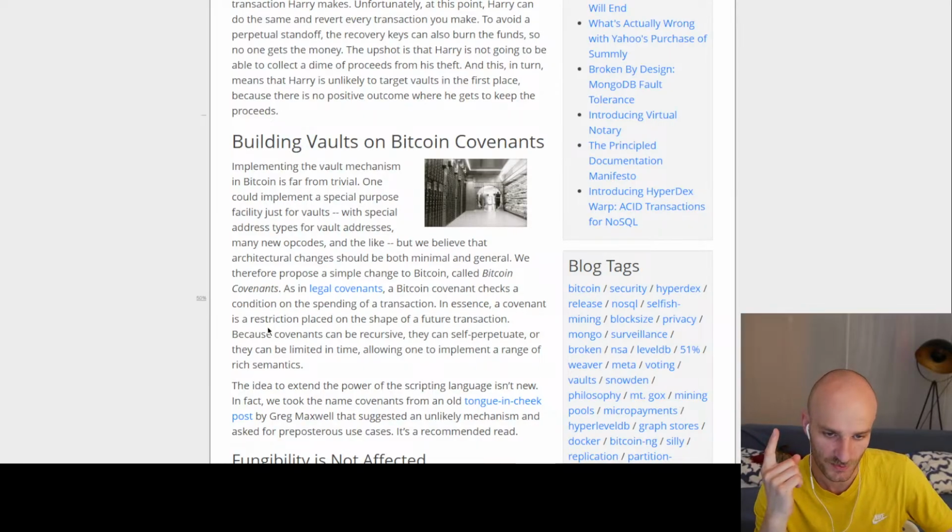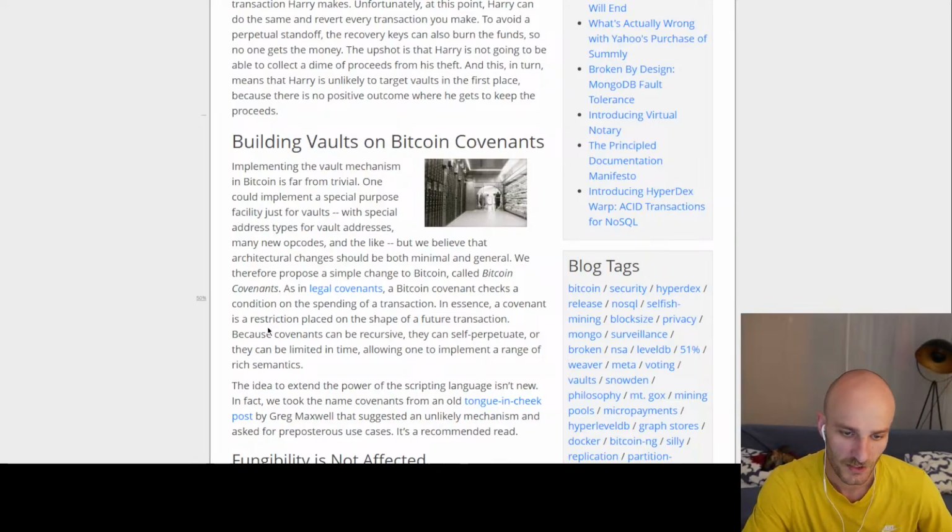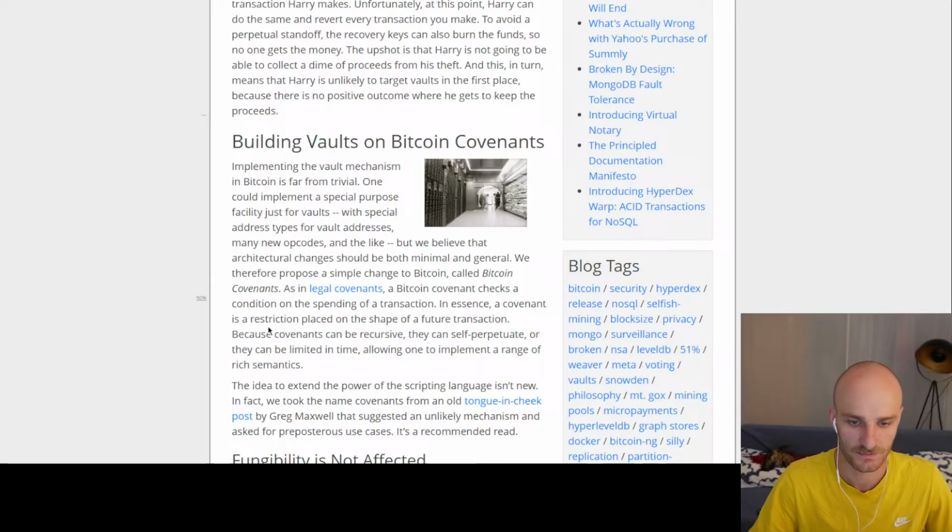We therefore propose a simple change to Bitcoin called Bitcoin Covenants. As in legal covenants, a Bitcoin covenant checks a condition depending on a transaction. In a sense, a covenant is a restriction placed on the shape of a future transaction. Because covenants can be recursive, they can self-perpetuate or they can be limited in time, allowing one to implement a range of rich semantics.